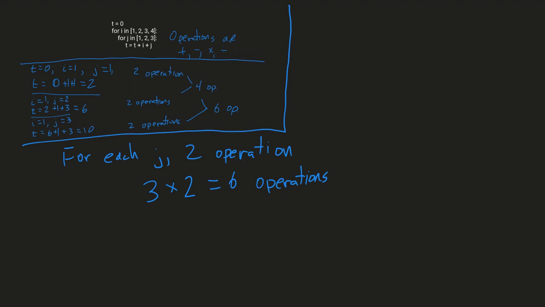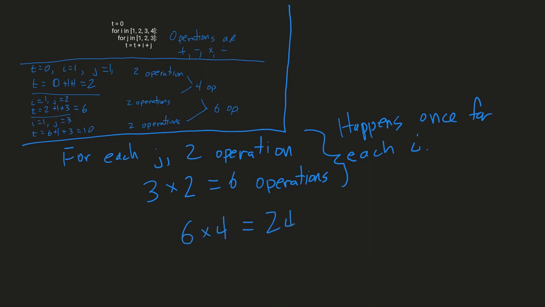i. Now, this situation happens once for each i. So we get 6 operations for each i. So 6 operations times 4 i's is going to give us a total of 24 operations. So in that little bit of code right there, running through that, we're going to have 24 total operations.